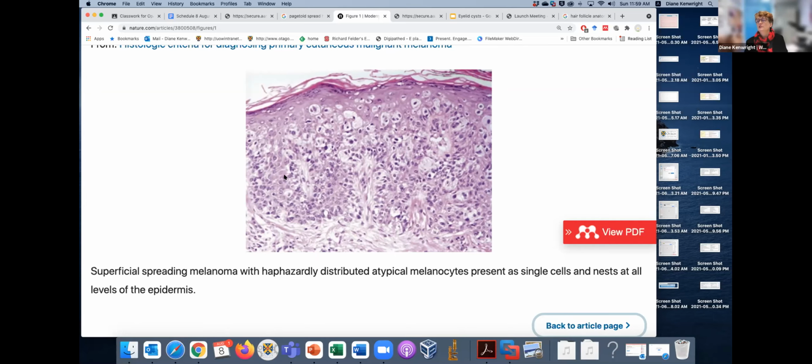Yeah, that's Pagetoid spread. It's not that thick, complete replacement. Is there existing epithelium still here in this slide? Yes, here it is up here. Yeah. It's still got existing epithelium, whereas in that previous sebaceous carcinoma in situ, it had been replaced by sebaceous carcinoma in situ.